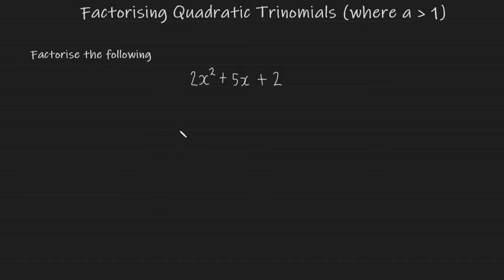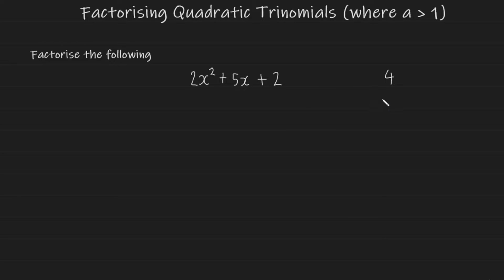Welcome to another video. Today we're going to be factorizing quadratic trinomials where a is greater than 1. A is the coefficient of x squared, the number in front of x squared. Step 1, you're going to want to multiply the coefficient of x squared, so this 2 here, and the constant at the end. So multiply them together and take that number off to the side.